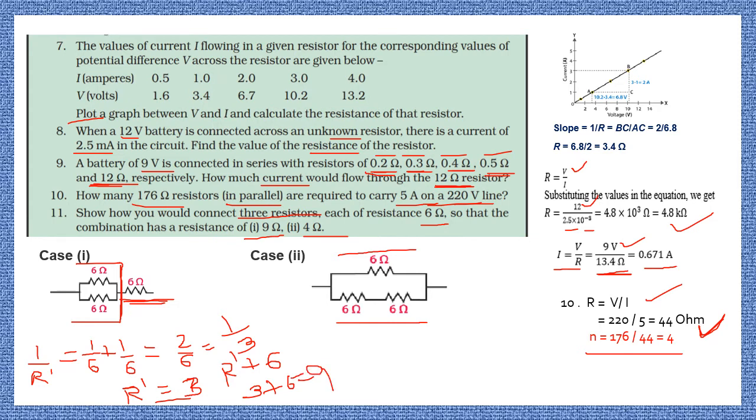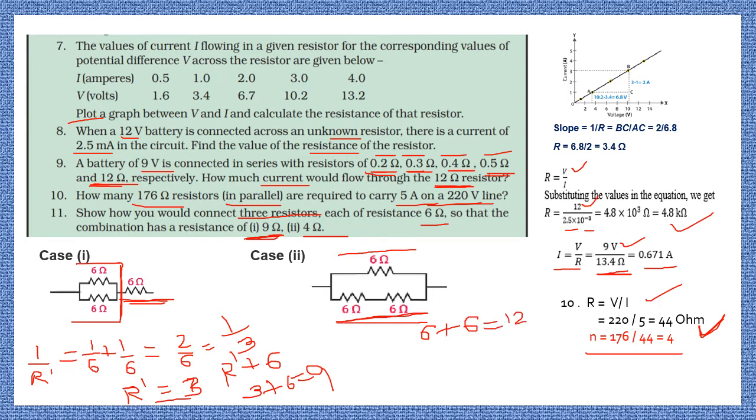Okay. And here this is the 9. So in the first case the answer is matching, means our connection is correct. In the same manner, second connection. Second means this 6 and this both 6. So the equivalent resistance will be 6 plus 6, means 12.